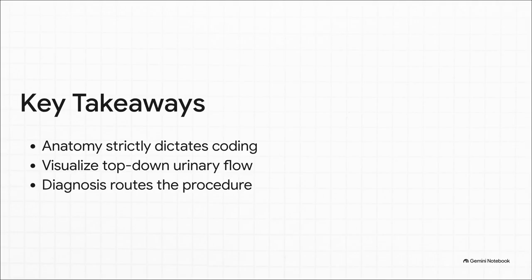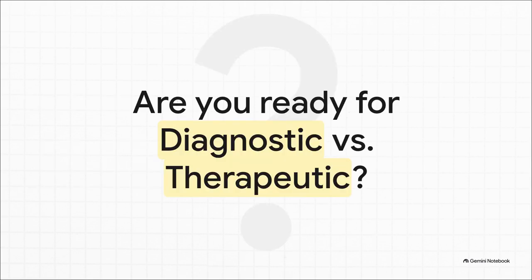Nailing down the specific anatomical landmark and understanding the why behind the surgery is exactly what routes you directly into the right coding family. So, you've now got the solid anatomical foundation needed for high-level surgical coding. But what's next? Well, in part 2, we're going to take all of this and apply it to diagnostic versus therapeutic cystoscopies. We'll be navigating through some really complex operative notes, biopsies, and stent placements.